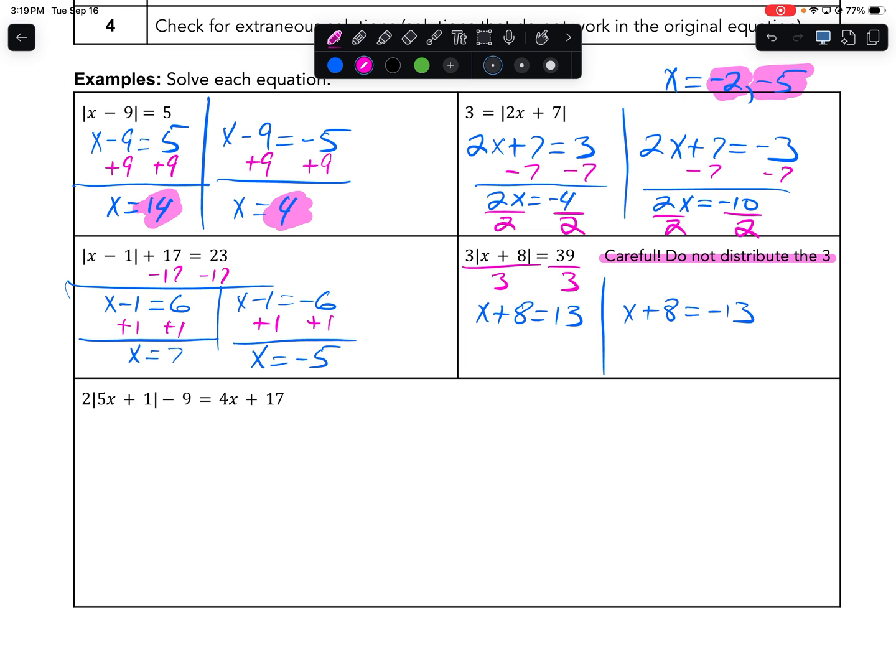What do we do for this step? Anyone? Next step. Minus 8, minus 8, minus 8, minus 8. So we get x equals 5. And on this one, we get x equals negative 21. Remember, when you're subtracting two negatives, you just add the numbers, keep the sign. Okay?